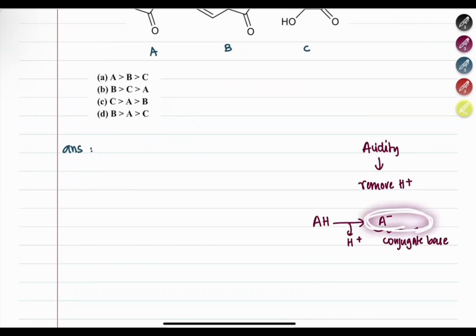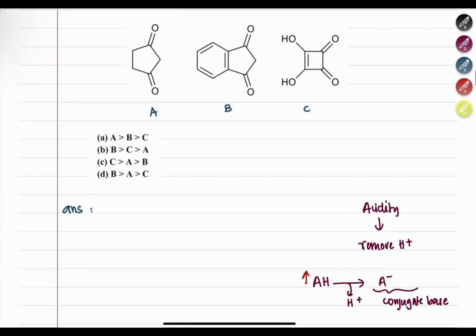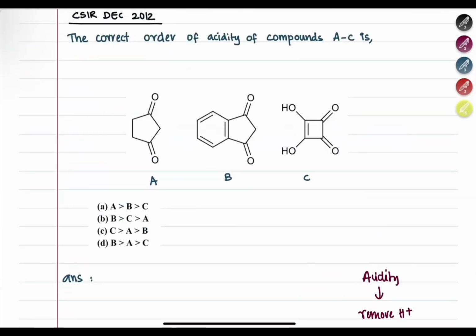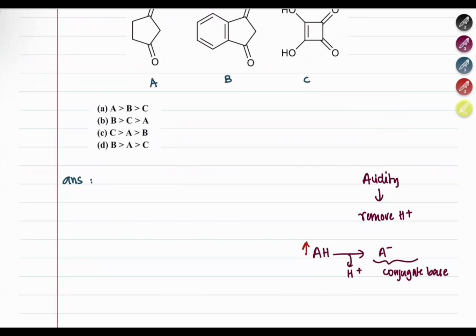If the conjugate base is stable, that means our H is strongly acidic, right? That we have seen. So in these three molecules also we have to do the same. We have to remove H plus from each of these molecules and then we have to find the stability of the remaining conjugate base. So first we'll take the first molecule A.